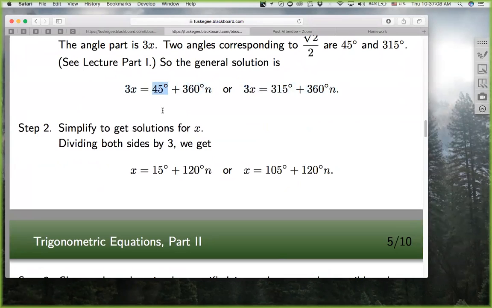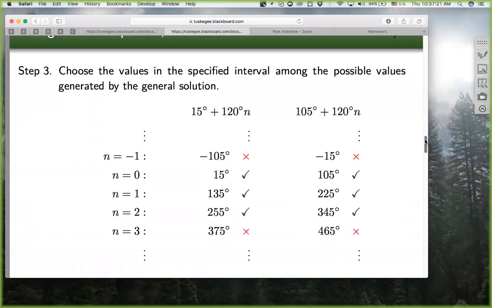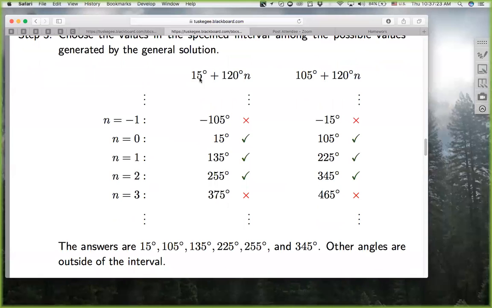Divide 45 by 3, you get 15. Divide 360 by 3, you get 120. Do the same thing for the second solution, we get this. And then these two expressions generate multiple angles for various values of n, okay? If n equals 0, you get 15 degrees. If n equals 1, you get 15 plus 120 times 1, which gives you 135.